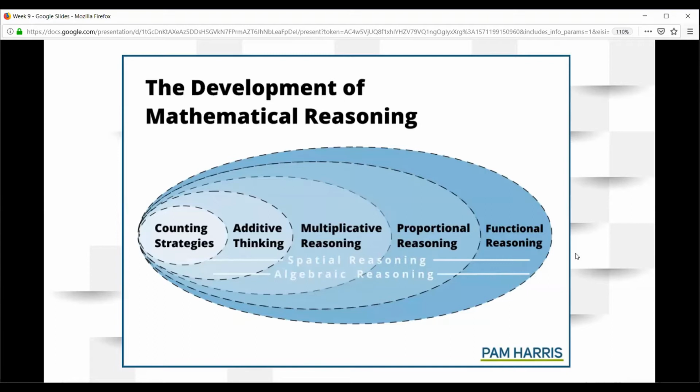One of the nice things about this figure is that she has spatial reasoning. This bar connects all the way back here to preschool and kindergarten. Spatial reasoning is important all the way through. What we're doing here is working up in this area of thinking multiplicatively and moving into functional reasoning. These algebraic expressions we've been writing are actually function expressions.